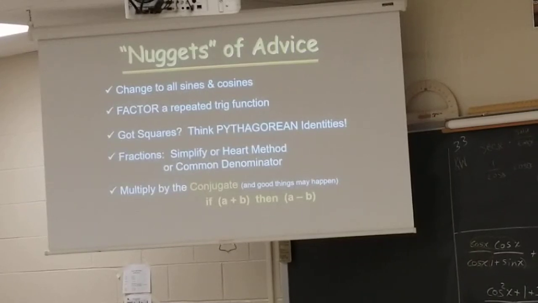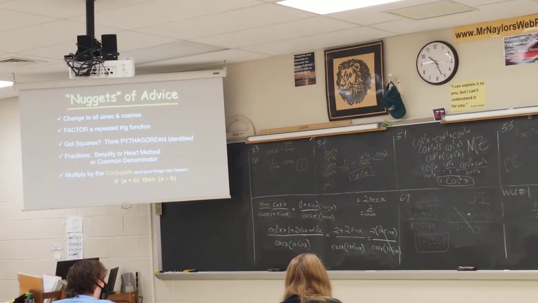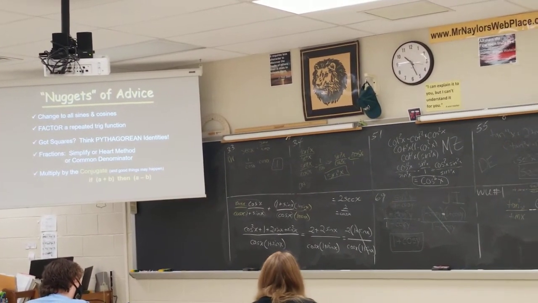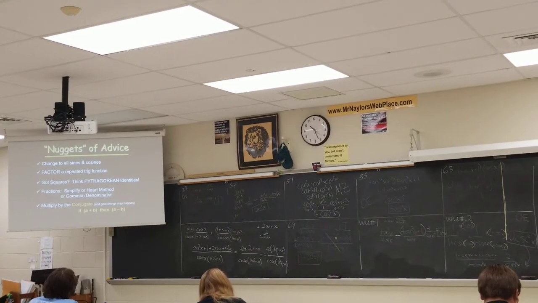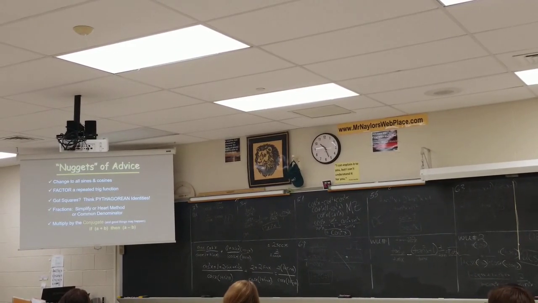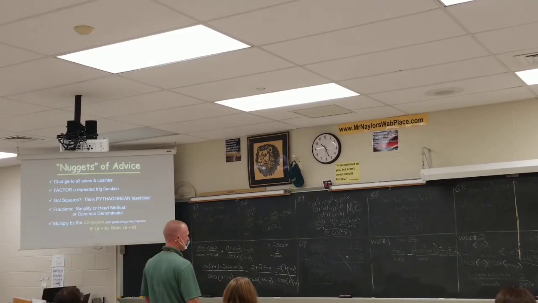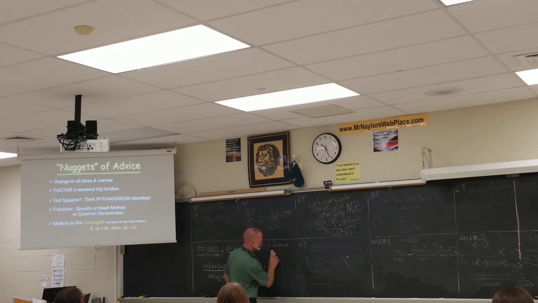Conjugate is when you have the form a plus b, a minus b. Now I want to show you how we can use that idea to help us maybe in the future. And to show you that, I'm going to give a little twist on number 69. I'm going to show you another way that you could solve that.